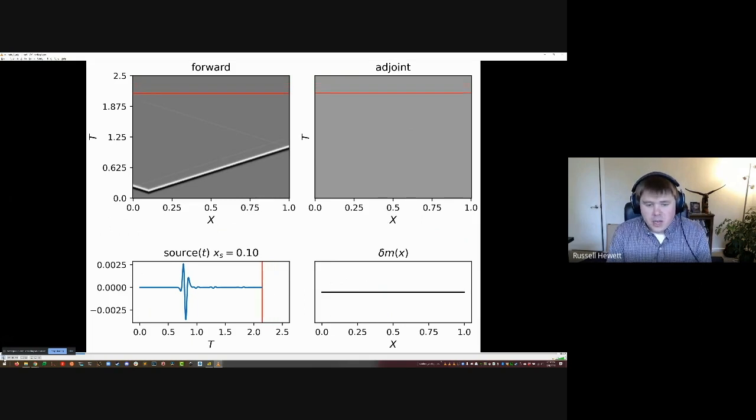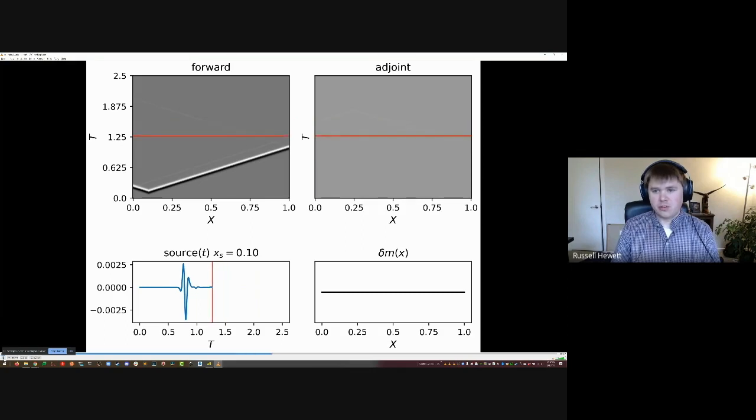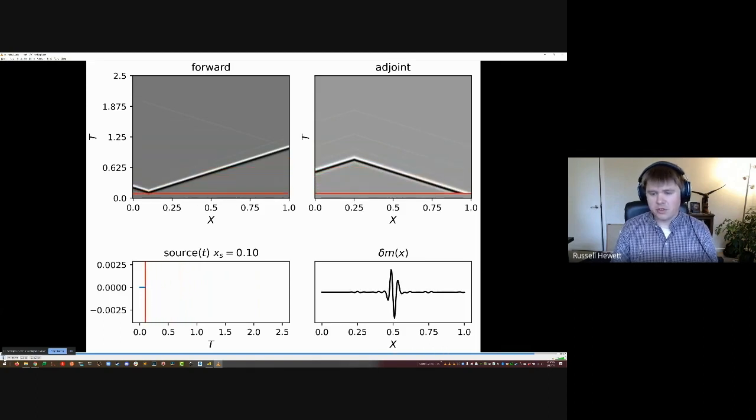So we move back in time. Not a whole lot happens. We start to encounter residual due to the numerical imperfections. Not a whole lot's happening. And then, boom, we hit the main source. And very quickly, that main component of the residual intersects at a point in space and time with that incident wave. And that actually happens to be at 0.5, which is where our known perturbation is.